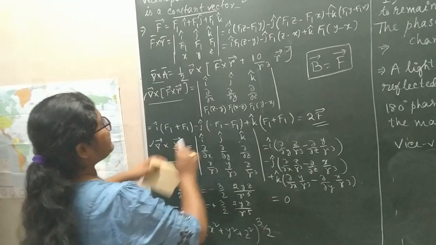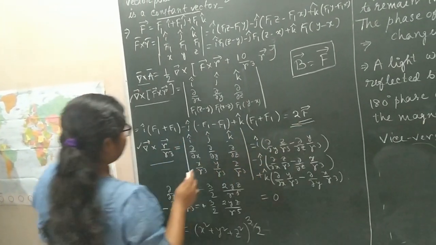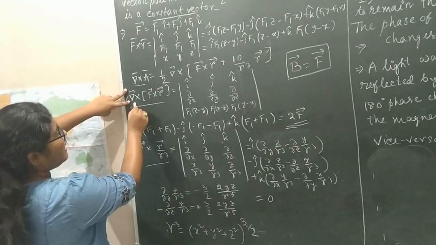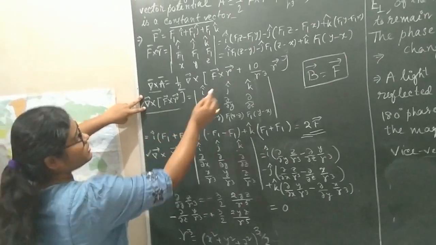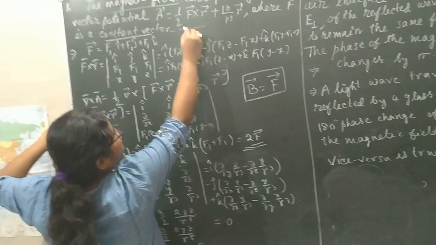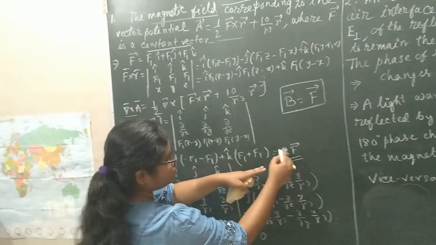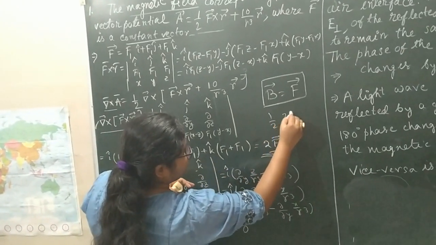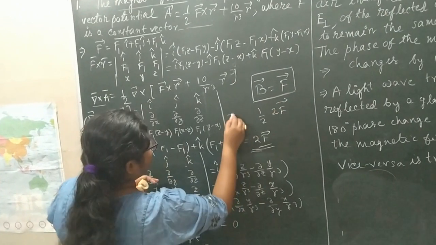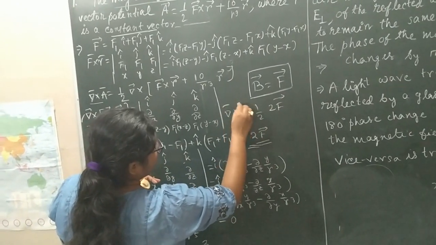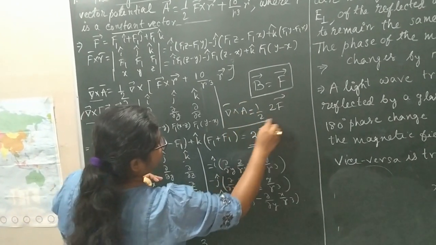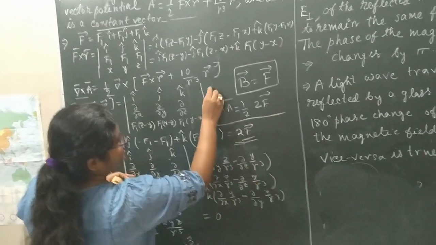So B will be, since the curl of F cross R is 2F vector, now I need half of the curl of F cross R, because half of curl of F cross R was my expression. So half of 2 into F vector is what remains. So this will be the F vector, and this is B.